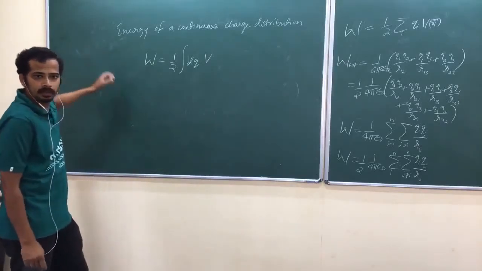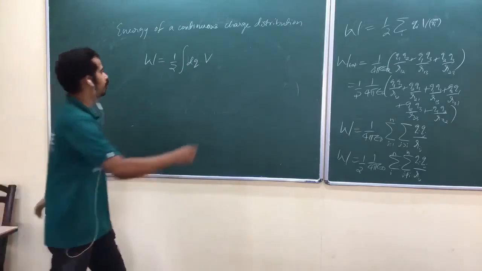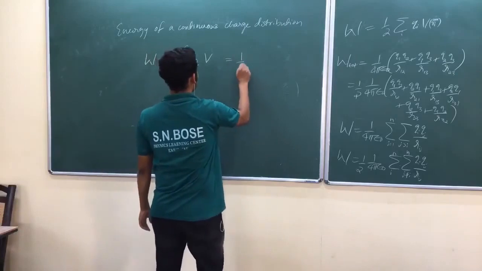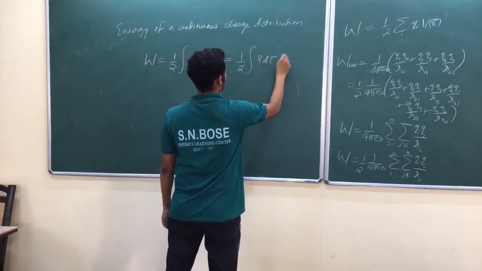Is that okay? Now for volume charge distribution, I have to write my dq as rho dτ, that is rho into the volume element.